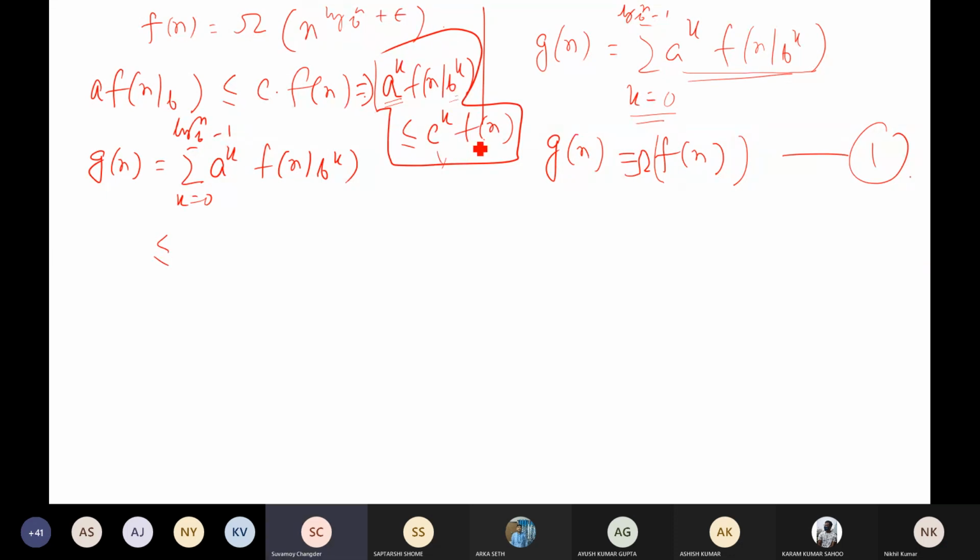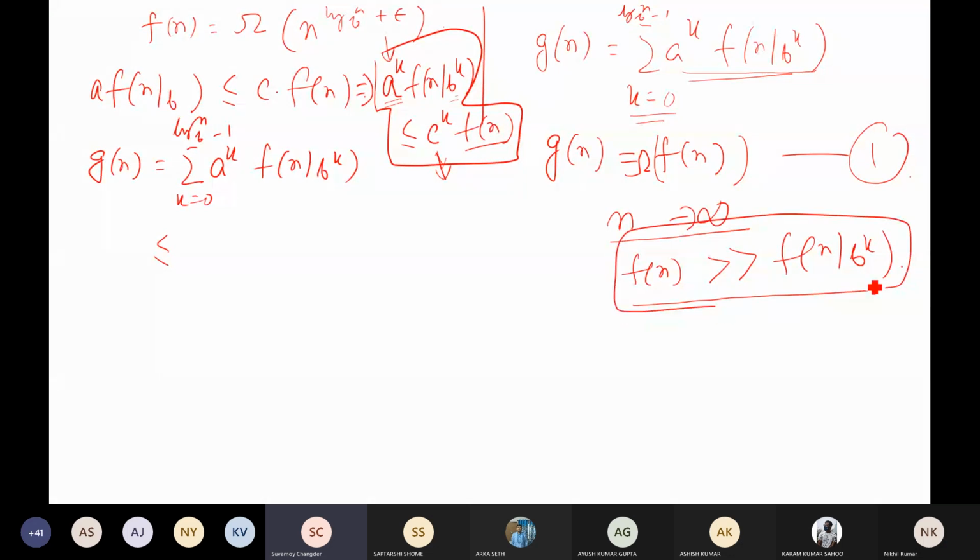Yes. Why? Think about when n tends to infinity, that is very, very large. So f of n, when n tends to infinity, is much higher than f of n by b to the power k. So whatever the value of a you choose and whatever the value of c you choose, always it will be much larger than f of n by b to the power k. So though c may be less than 1, if you multiply this, it will be greater than a to the power k f of n by b to the power k, because n is too large.